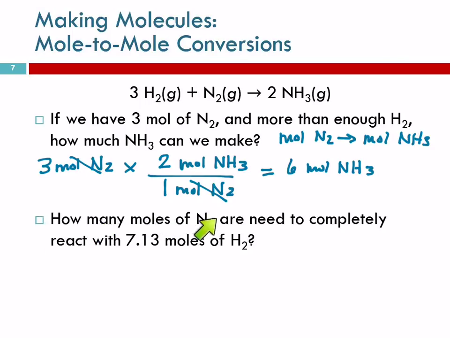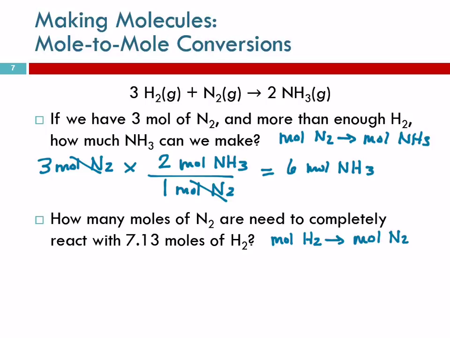Let's do this one. How many moles of nitrogen are needed to completely react with 7.13 moles of hydrogen? This was all nice whole numbers. This is not a whole number. Well, let's write our path. We were given the number of moles of hydrogen, and the question asks, how many moles of nitrogen? So that's what we want to do, moles of nitrogen.